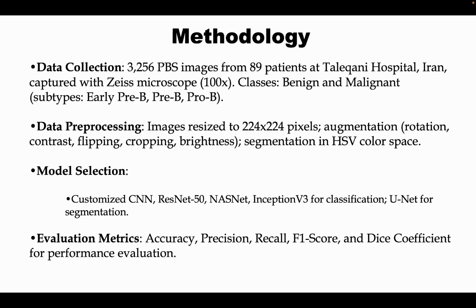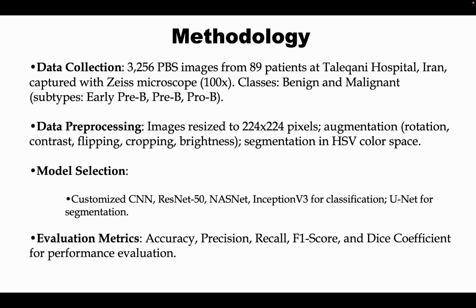Our approach began with data collection. We used a publicly available dataset of 3,256 blood smear images from 89 patients, obtained from Taleqani Hospital, Iran. The dataset includes benign samples and 3 malignant subtypes: early pre-B, pre-B, and pro-B.